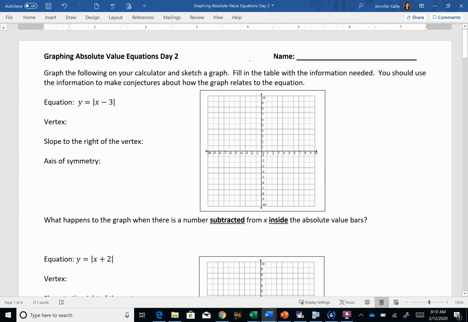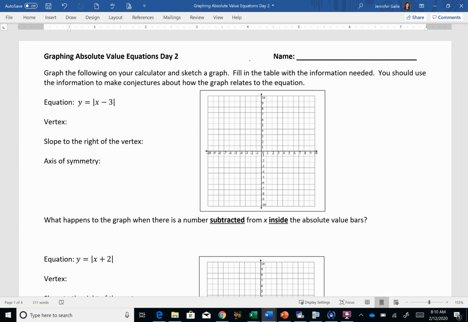Today we're going to continue graphing absolute value equations. Yesterday we saw what the basic parent function, y equals absolute value, looks like. Remember, it's a V shape. It is symmetric, so when we fold that graph in half, the two sides of the V should match up perfectly.